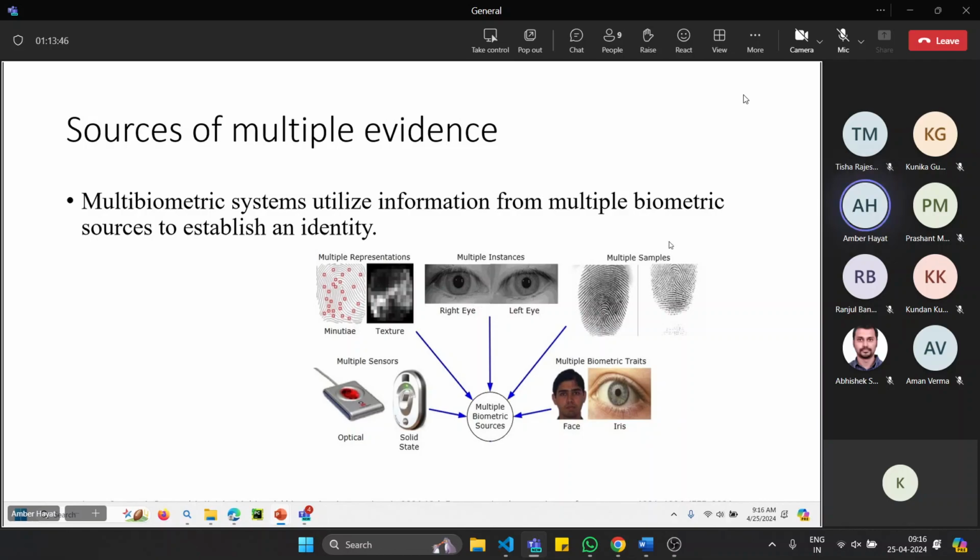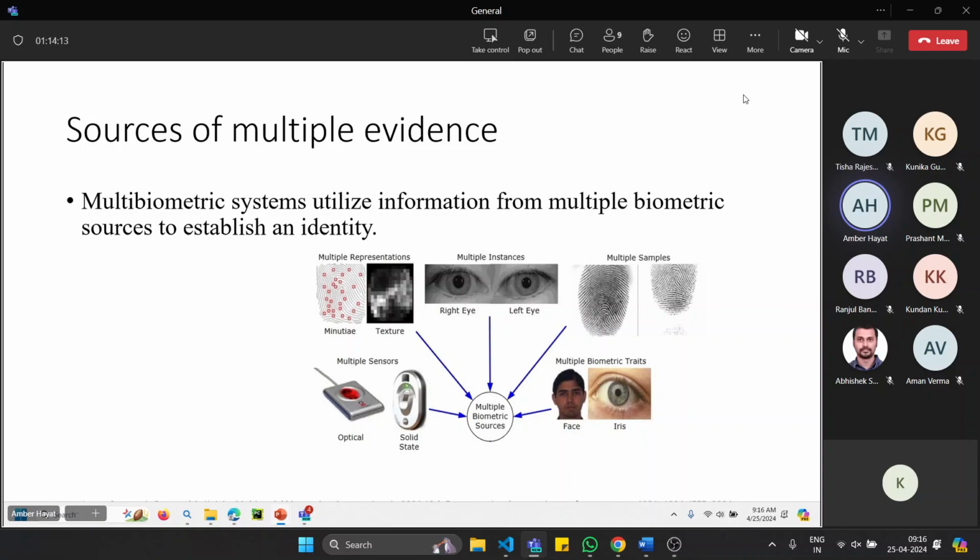Then in multiple samples, multiple samples of the same user will be there. For example, for fingerprint, the data is taken from multiple sensors. And the last one is multiple biometrics, which is the more common one. Here many biometric traits will be used. So all of these except multiple biometrics are derived from a single trait, and the last one, multiple biometrics, has multiple traits.